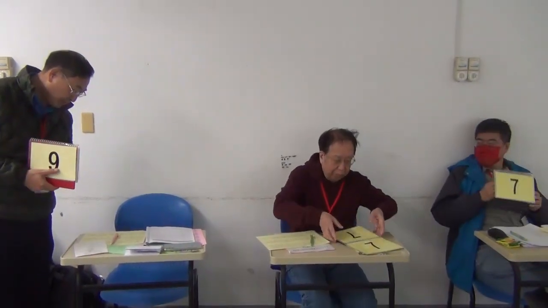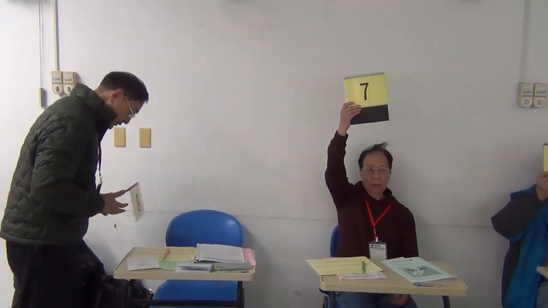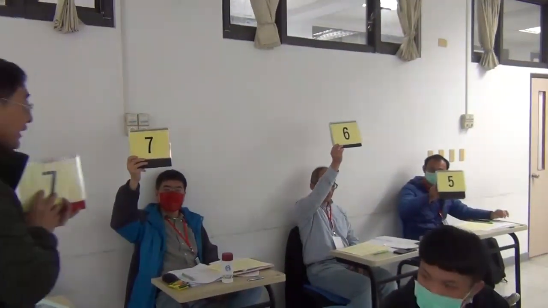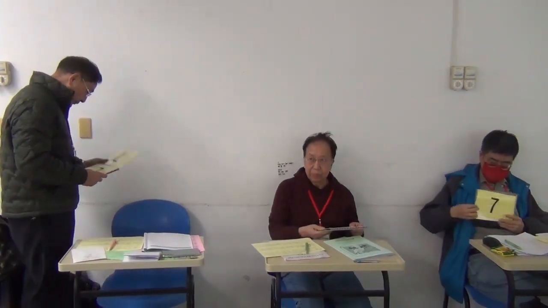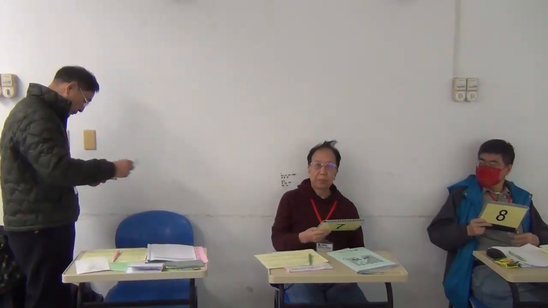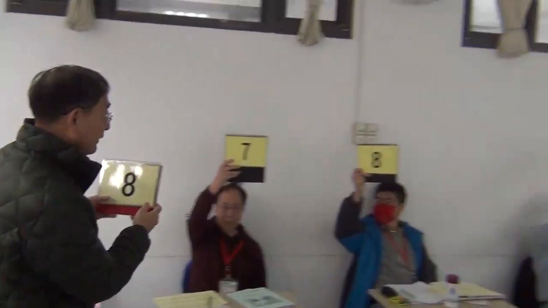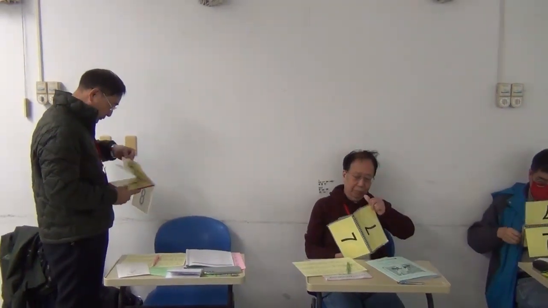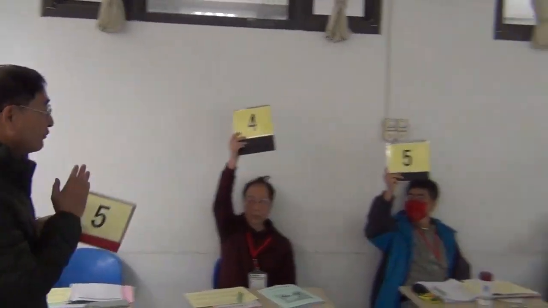We show the reporter's score: seven, six, five. Thank you. Next we show the opponent: eight, seven, five. Finally, we show the reviewer: five, four, five, six, four. Thank you.